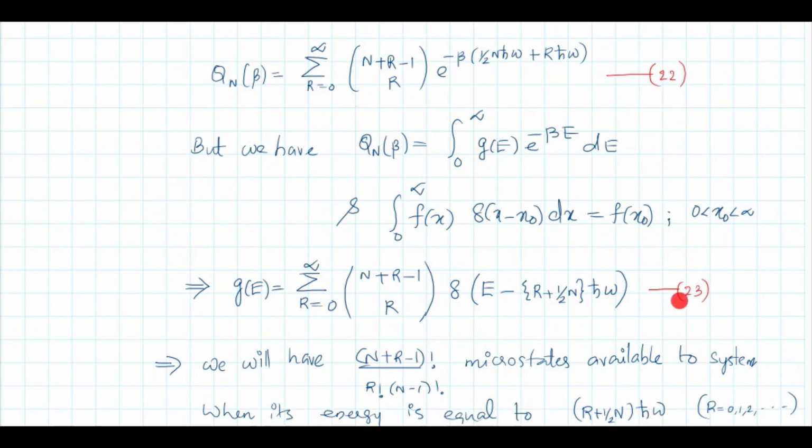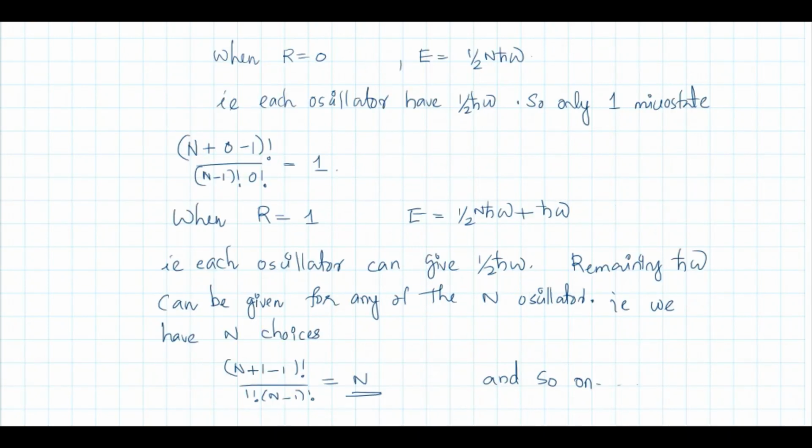Now, what is the meaning of equation 23? It says that if your energy is exactly R plus half n h cut omega, then you will have this many number of microstates. For any other values of energy, your number of microstates will be 0. If your energy is exactly R plus half n into h cut omega, then you will have n plus R minus 1 factorial by R factorial into n minus 1 factorial microstates available to the system. I will explain that a little more.